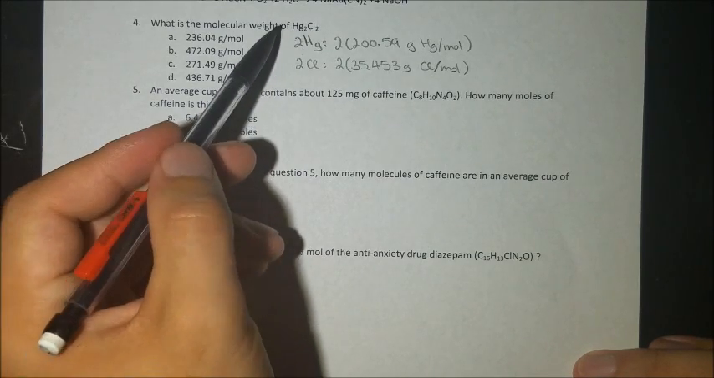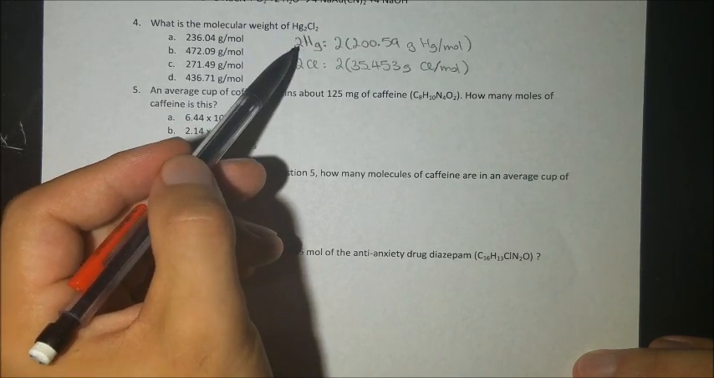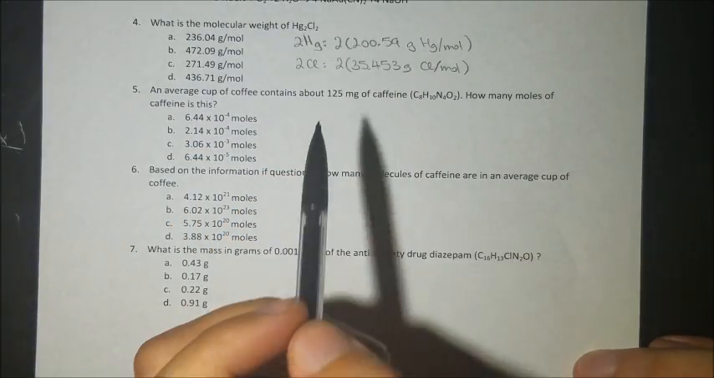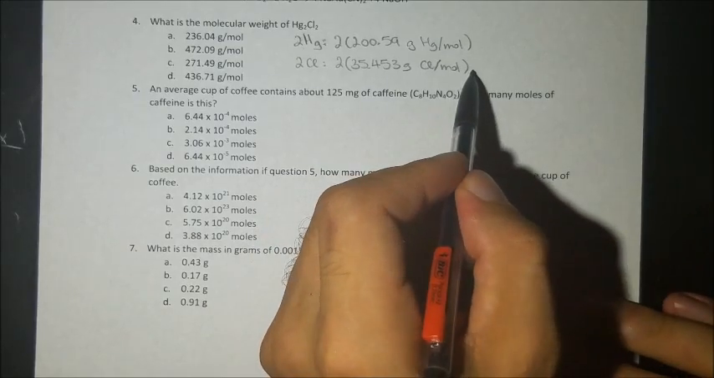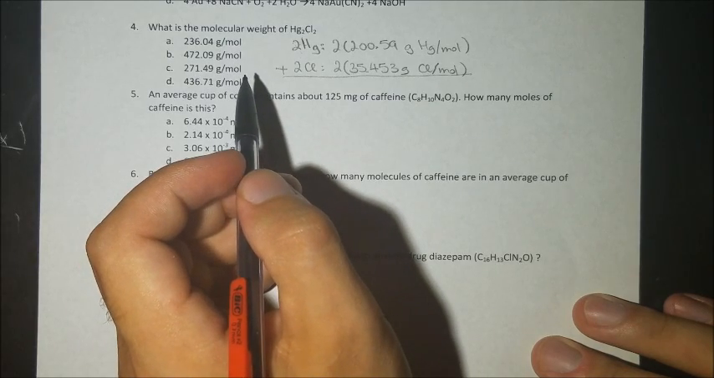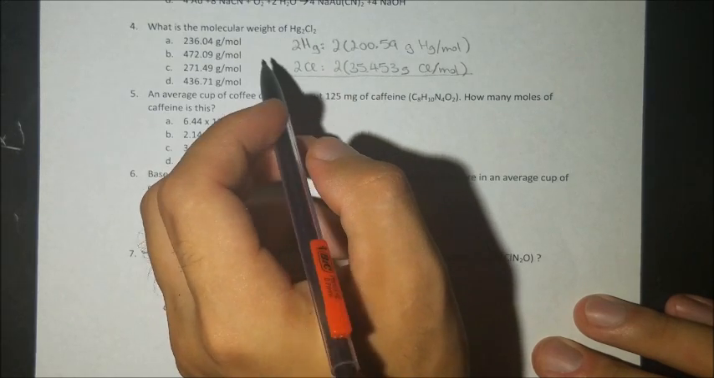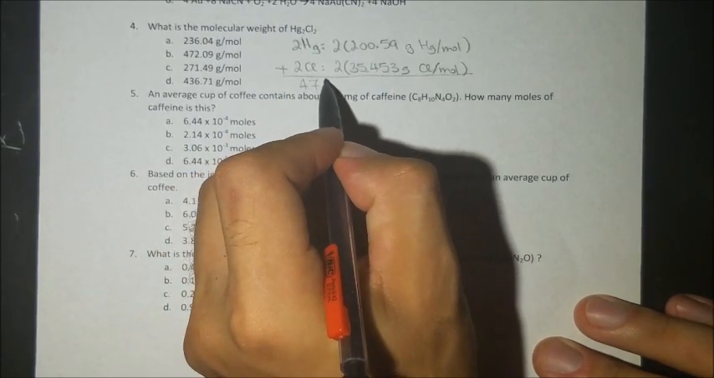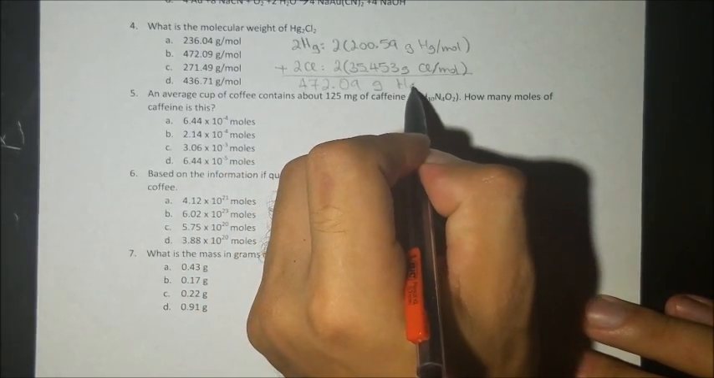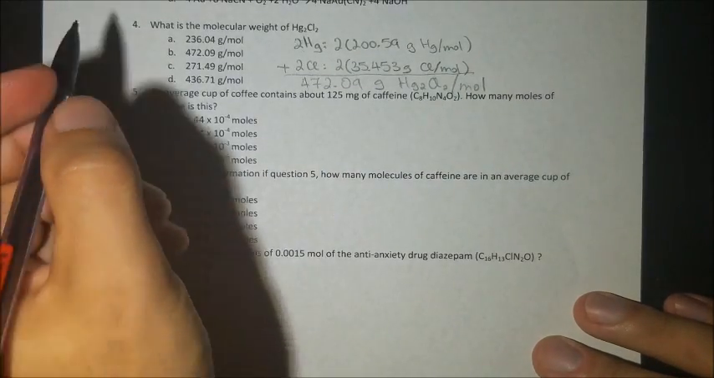So basically what I'm saying here is that in 1 mole of this molecule, I've got 2 moles of mercury and 2 moles of chlorine. And I just take the molar masses of each of those elements and multiply them by 2. So altogether, if I add this up now, I'm going to find that the molar mass of the molecule is 472.09 grams of Hg2Cl2 per mole. So that corresponds to B.